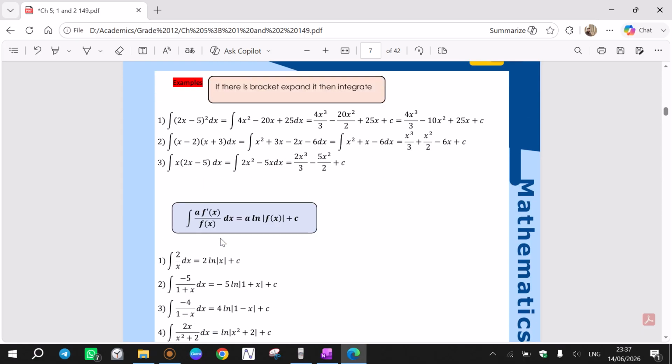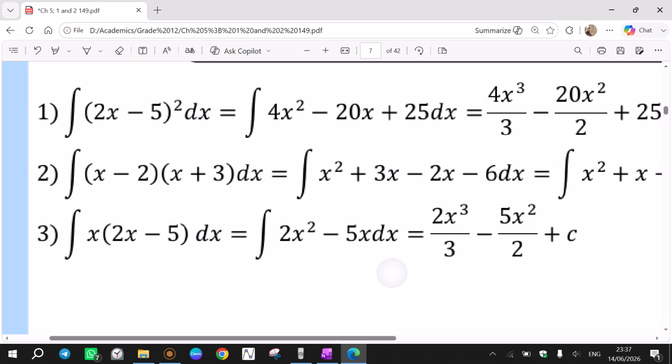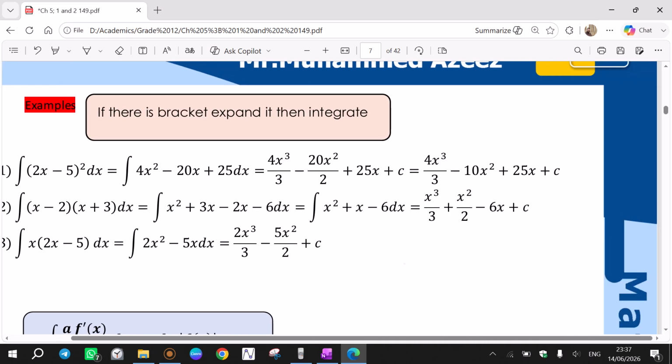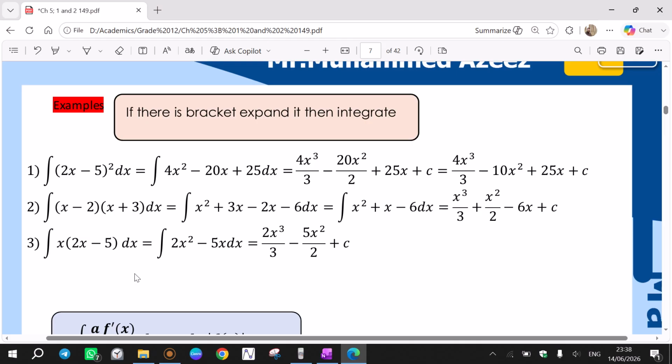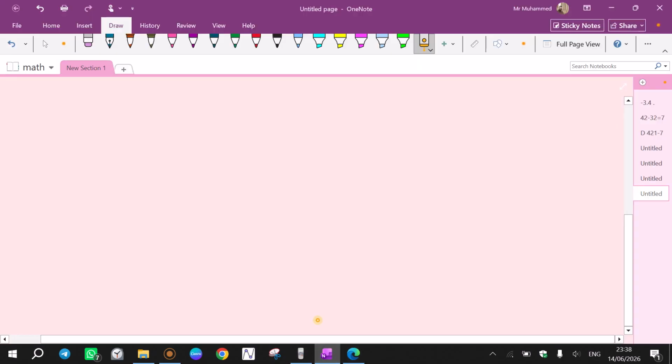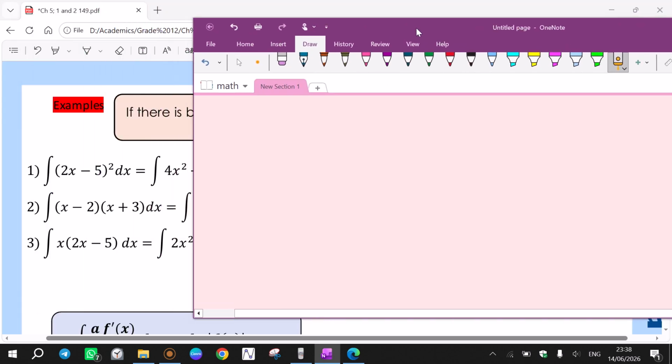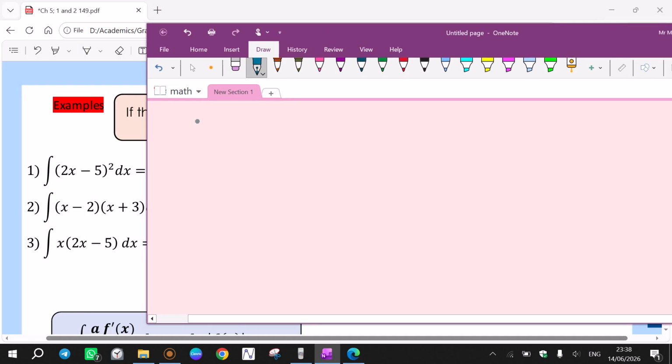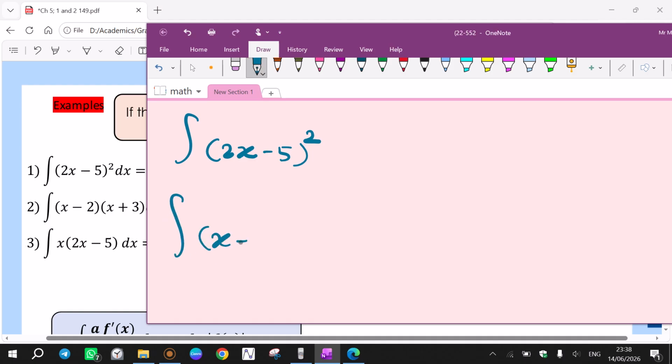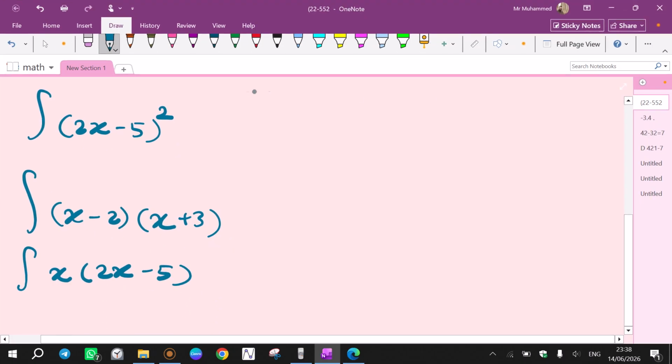Okay, here we have some good questions. These are about derivative of inside. Let's solve the first 3. The first 3 are like this. Integral 2x minus 5 squared, integral x minus 2 x plus 3, integral x 2x minus 5. Now let's do these integrals.